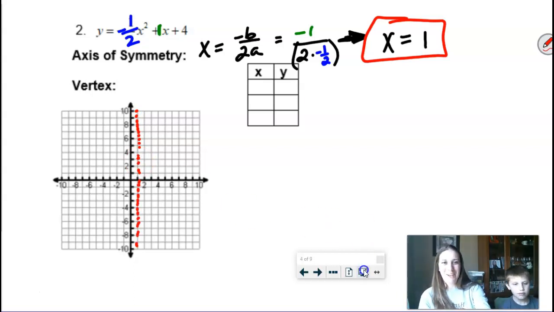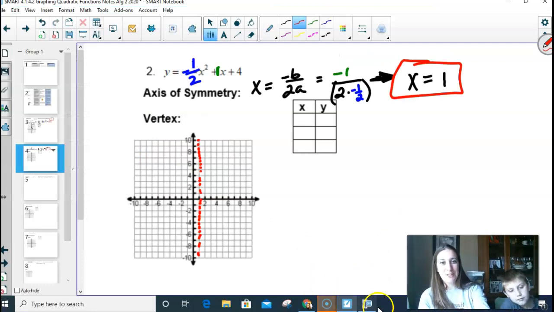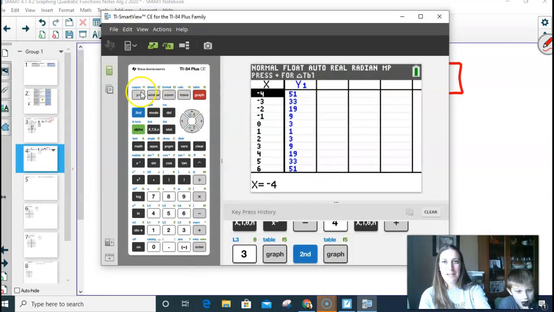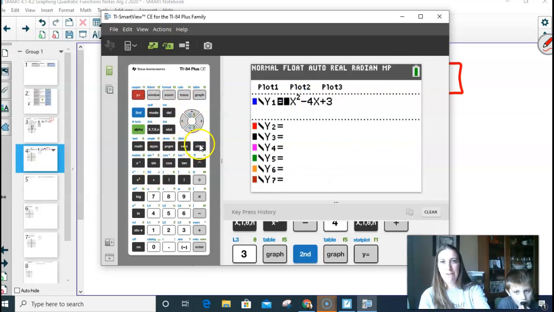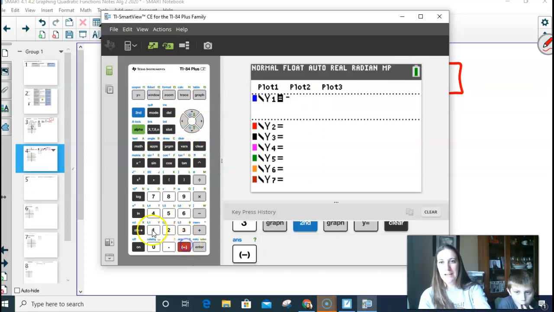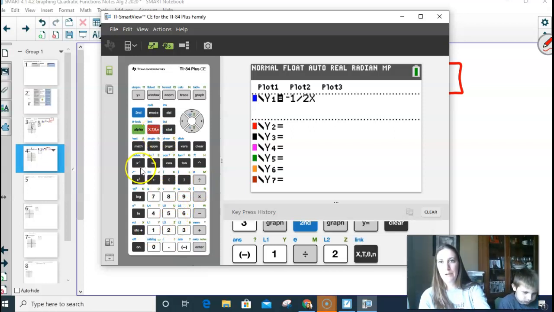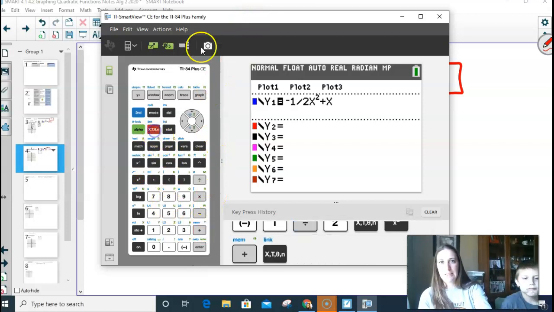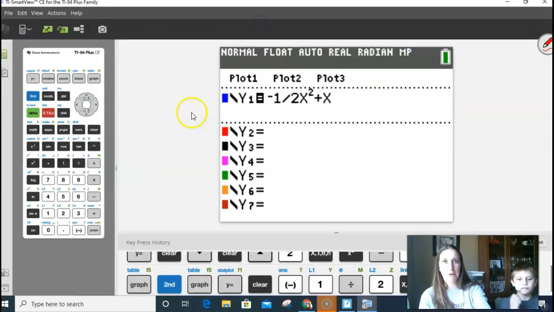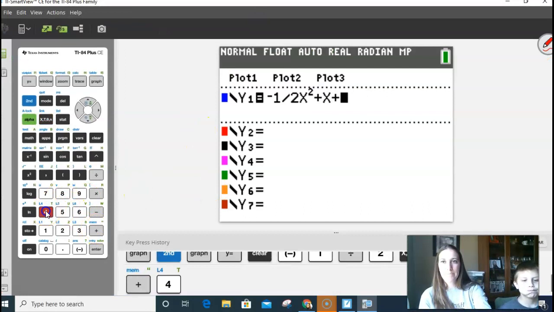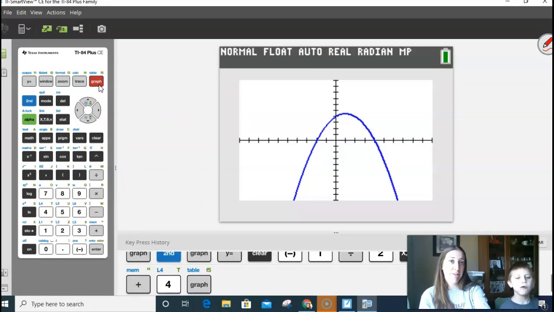So I'm going to go to my calculator right now because I do get to use my calculator. And I'm going to type in my new function, which I already forgot what it was. I think it was negative 1/2 x squared plus x, and I don't remember the constant. What was the c value? Plus 4. So again, you can peek at the graph if you want.